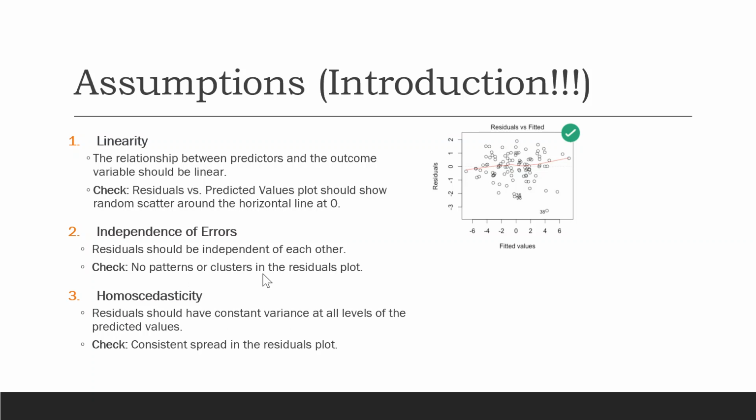Homoscedasticity, we talked about this when we were looking at the two-way ANOVA. I said, oh, we want homogeneity of variance. Well, this is a very similar concept. We want the variance of the residuals to be constant across all of the values of the predicted values. So we're going to also use the same exact graph here, and we want to see that the spread, and when I say spread, I mean like the vertical spread of our points in our scatter plot here is pretty constant. So we need consistent spread in this residual plot.